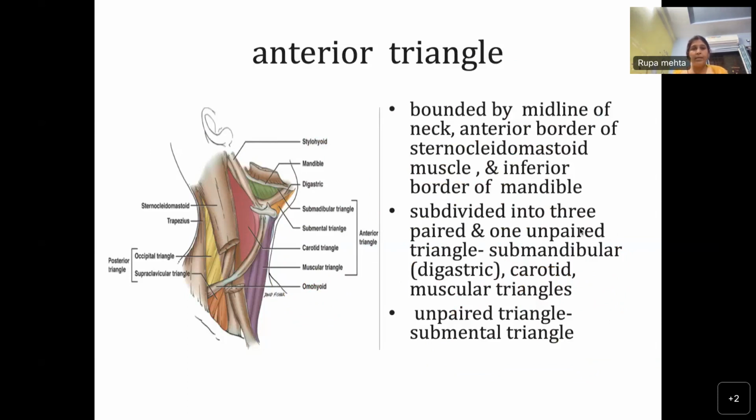So you can see this is the submental, which is the unpaired, level 1A, then submandibular, then your carotid, muscular. All these form the anterior triangle. So this is the anterior triangle of the neck: mandible, sternocleidomastoid, midline.